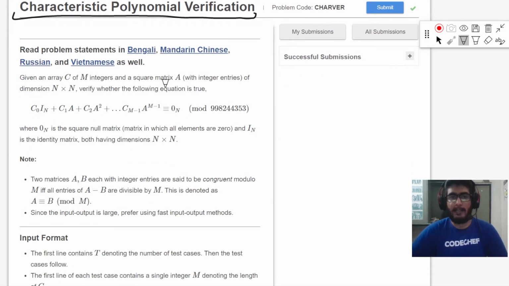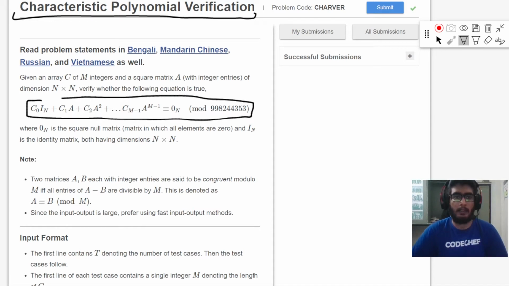Given an array C of m integers and a square matrix A of dimensions n by n, verify whether the following equation is true. So we have to verify whether this equation given here is true or not. Where 0n is a square null matrix and In is the identity matrix, both having dimensions n by n. So we just have to verify whether C0 into In plus C1 into A, here C0, C1, C2 are constants, and A is an n by n matrix, A square multiplied by C2, up until Cm minus 1 into A to the power m minus 1, is congruent to 0n or not, modulo 998244353.